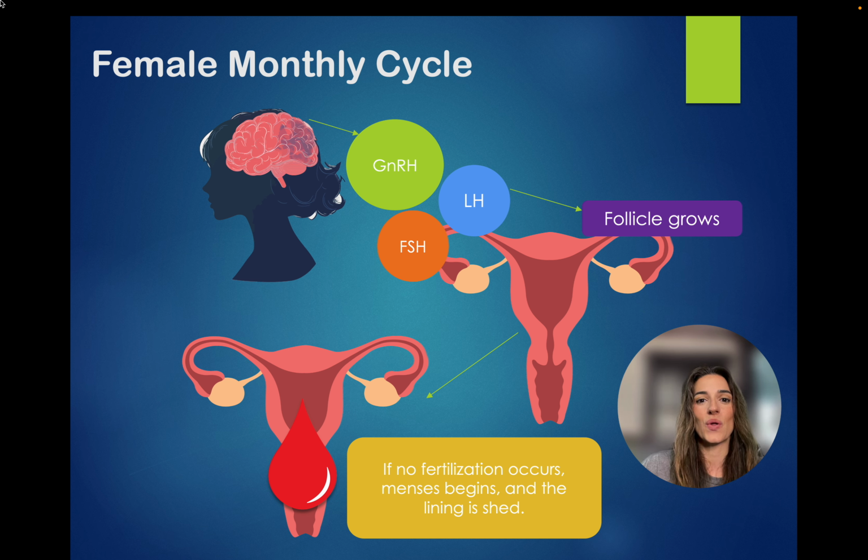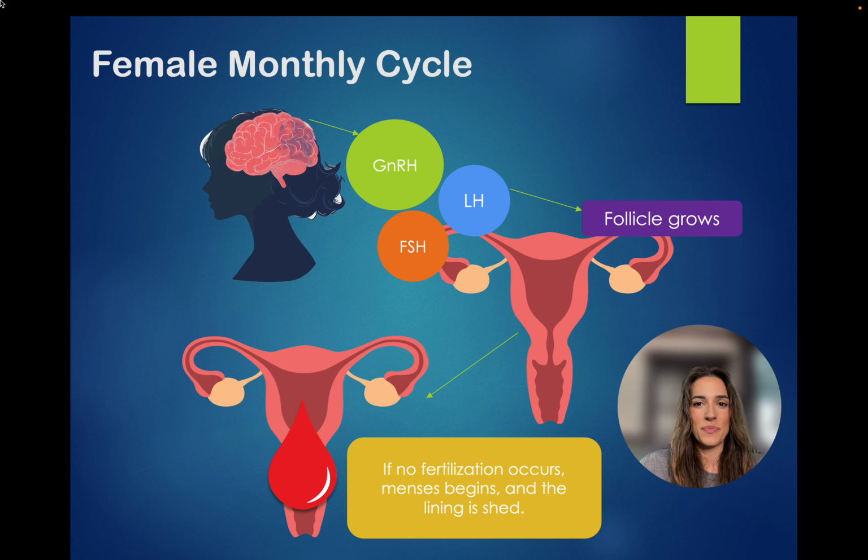FSH plays a key role in helping follicles in the ovary grow and mature. Each follicle contains an oocyte, or an immature egg. As the follicle grows, it begins producing estrogen, which helps rebuild the stratum functionalis, the functional layer of the uterine lining. This rebuilding happens during the proliferative phase of the uterine cycle.